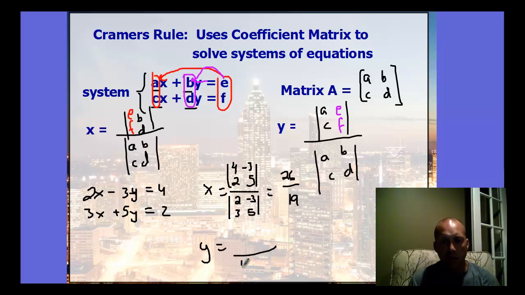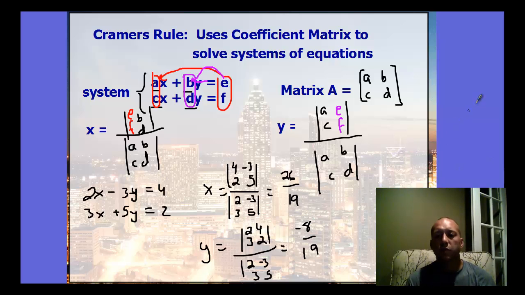Y would have the same denominator, 2, negative 3, 3, 5. Our numerator changes. We're going to replace the y column with the solutions. So this numerator is going to be 4 minus 12, negative 8. And 10 minus negative 9 still is 19. So this one cannot be reduced either. So negative 8/19 would be y. So nasty answers, but Cramer's rule helps us with the math.